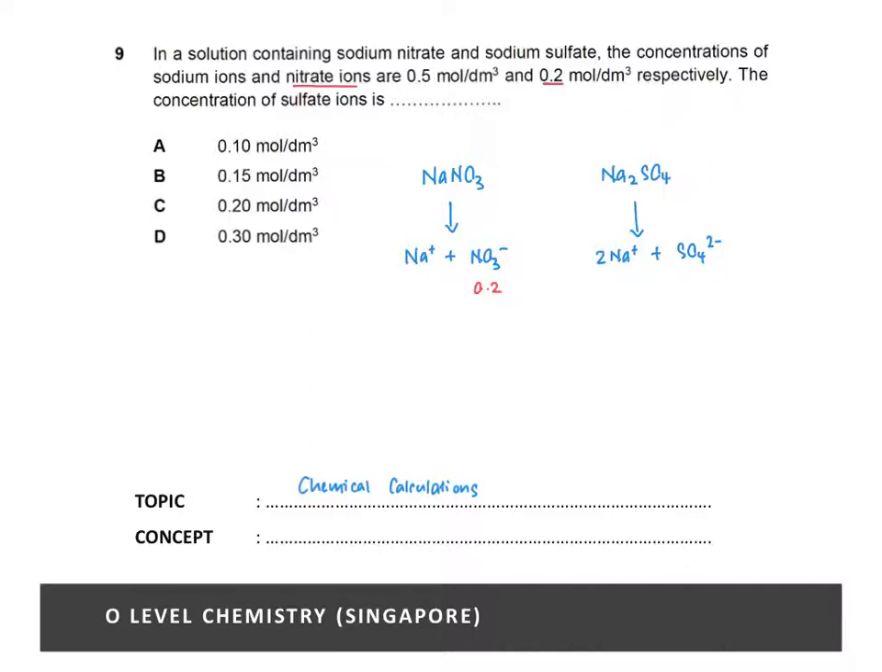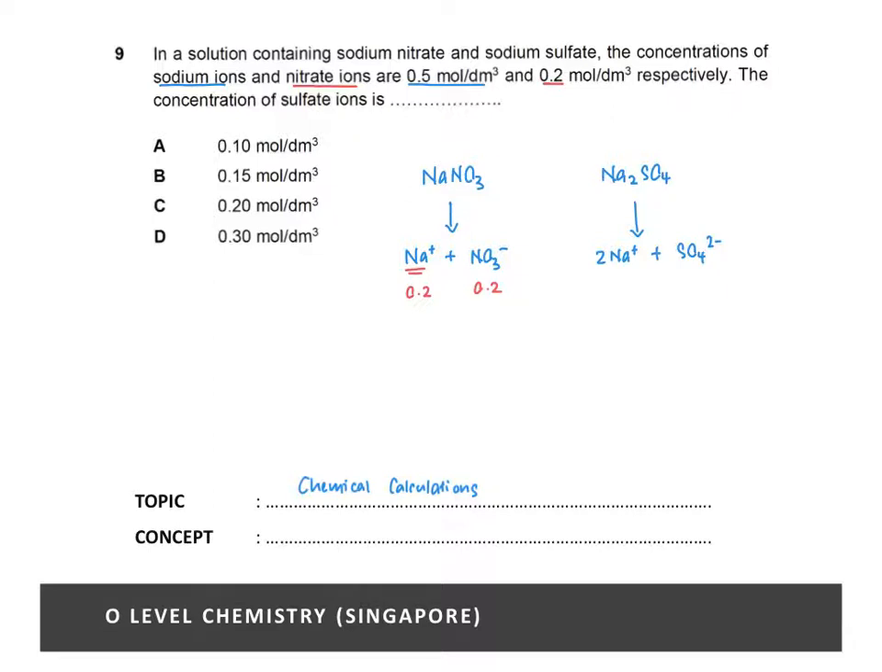Now if I have 0.2 moles of nitrate ions, how many moles of sodium would I have from sodium nitrate? If you compare the mole ratio, it will also be 0.2. Okay, now if we look at the question again, they tell you that the concentration of sodium ions is 0.5. That means the total number of moles of sodium ions in 1 dm³ is 0.5.